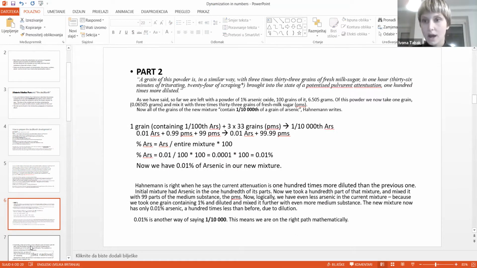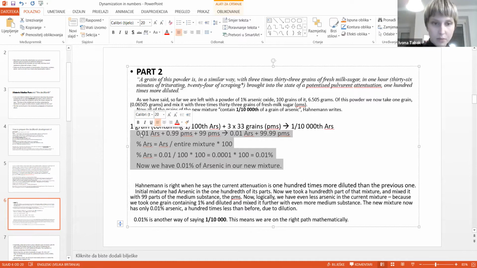Now he takes 1 grain of the mixture we made. This mixture contained 100 grains because we added 1 grain of arsenic and 99 grains of powdered milk sugar. So the first mixture we made has 100 grains. Of this mixture, we take 1 grain and mix it with another 99 grains. And then Hahnemann says, now we have a mixture that contains 1 part of 10,000th of a grain of arsenic. You can see here, I did a calculation.